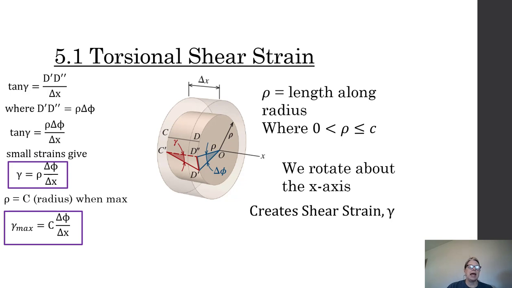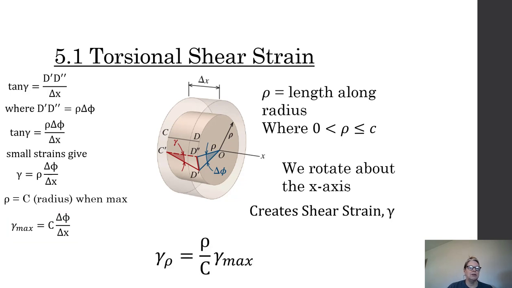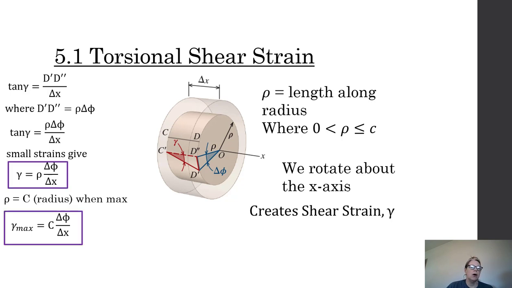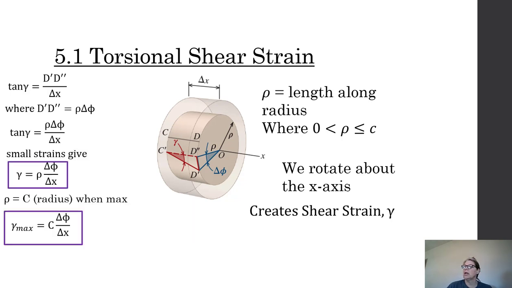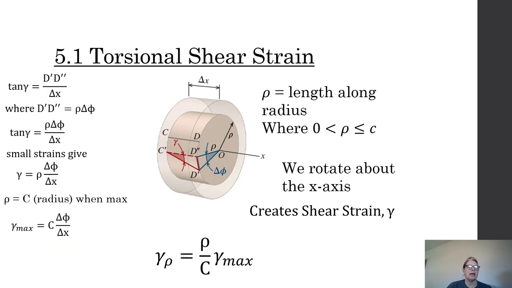Now that we have this, let's go back to the purple. So this is really gamma at rho, where we are. So this is gamma rho, and this is gamma max. And the shear strain max is at c, the radius. Just remember it's the radius.